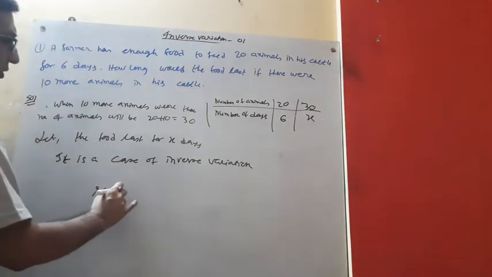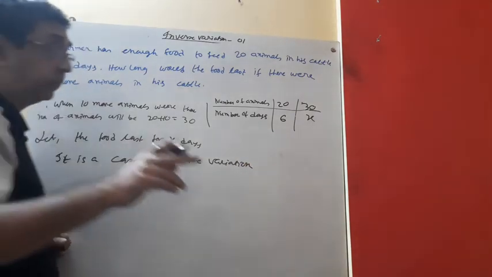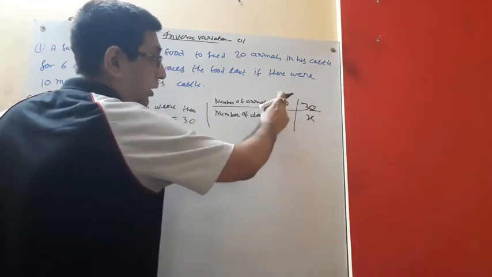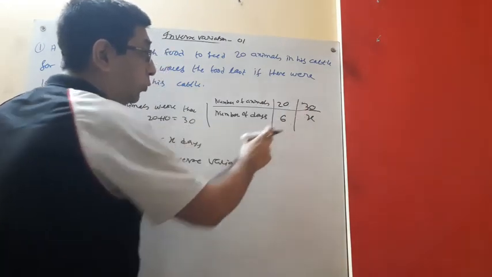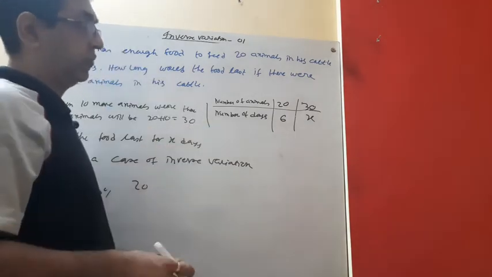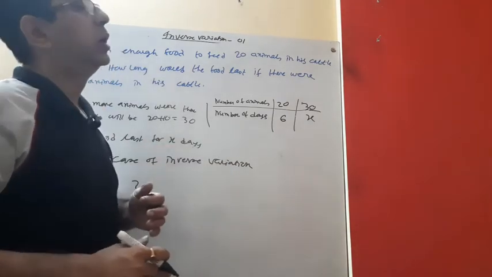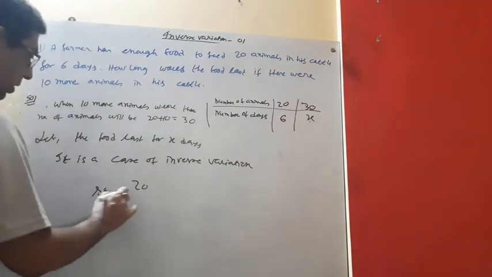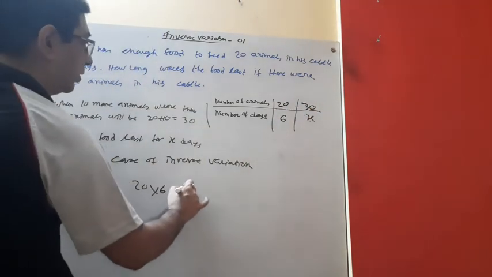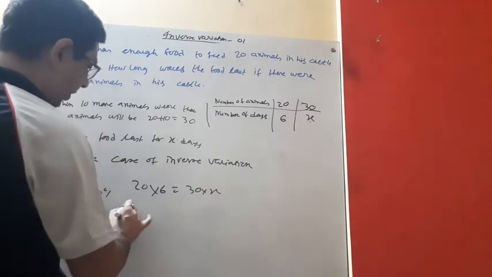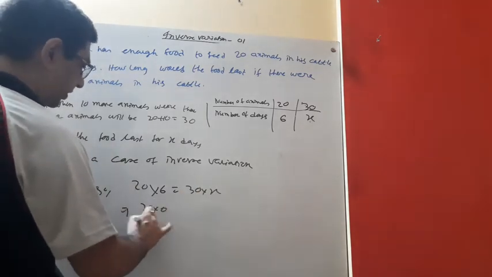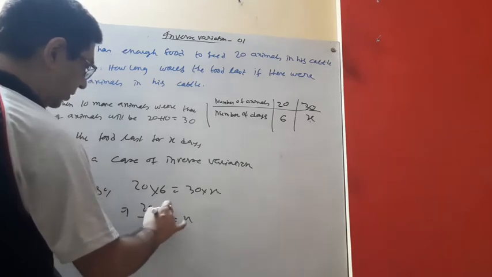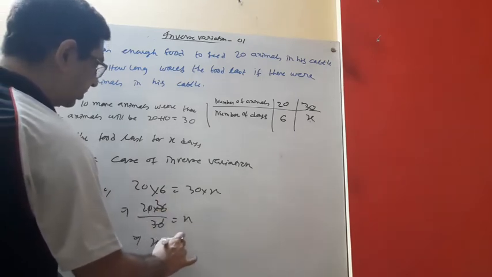In case of direct variation, what we did, this one by this one equal to this one by this one. For indirect variation, we will do the reverse thing. That means this one into this one equal to this one into this one. So 20 into 6 equal to 30 into x, right? So 20 into 6 by 30 equal to x, zeros cancel, 2 into 2, that means x equal to 4.